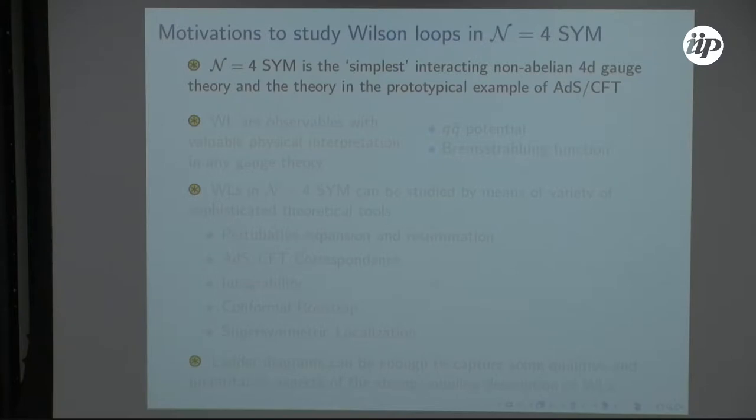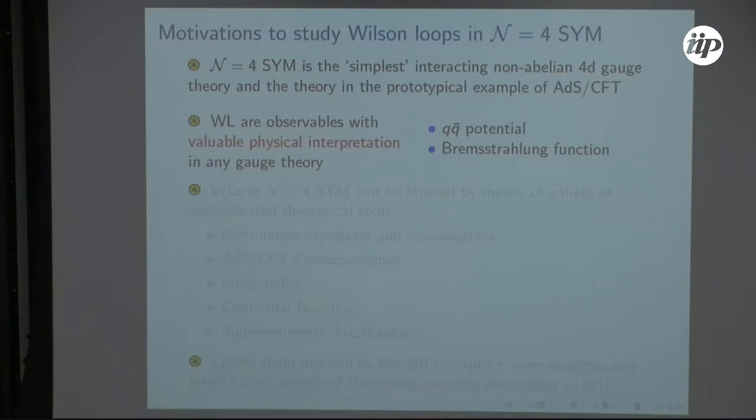Well, why consider Wilson loops in this theory? Well, Wilson loops in any gauge theory are very important observables, because you can extract out of them a lot of physical information about the gauge theory you are considering. For instance, you can read from the expectation value of a certain Wilson loop what the quark anti-quark potential is, or you can also read what is sometimes called the Bremsstrahlung function, which is just the coefficient that calibrates the energy emitted by an accelerated quark or particle in general.